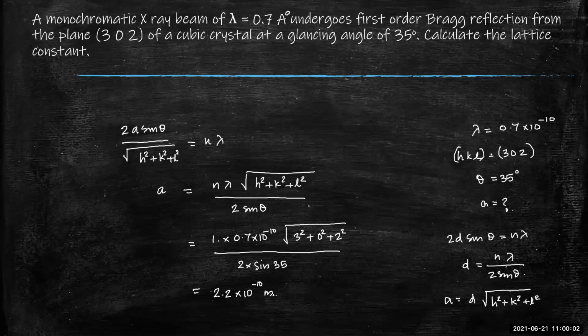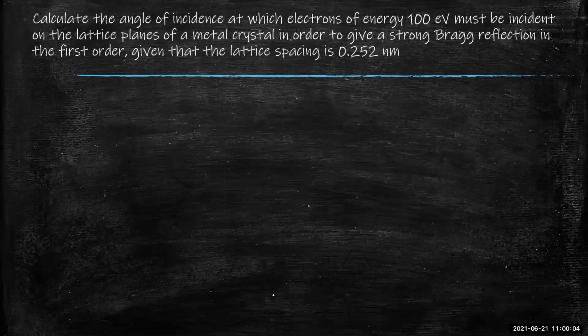The next question. Calculate the angle of incidence at which electrons of energy 100 eV must be incident on the lattice plane of a metal crystal in order to give a strong Bragg reflection in the first order, given that lattice spacing is 0.252 nanometer.